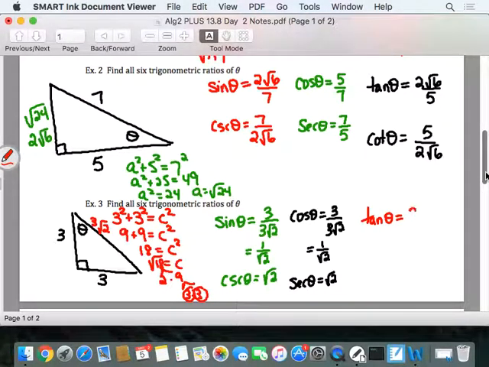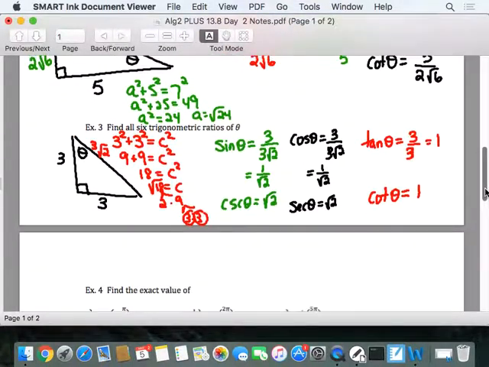Tangent theta is opposite over adjacent, so that's 1. Cotangent is the reciprocal of 1, which is 1. Make sure you are memorizing SOHCAHTOA and the 3 reciprocals: cosecant is hypotenuse over opposite, secant is hypotenuse over adjacent, cotangent is adjacent over opposite.